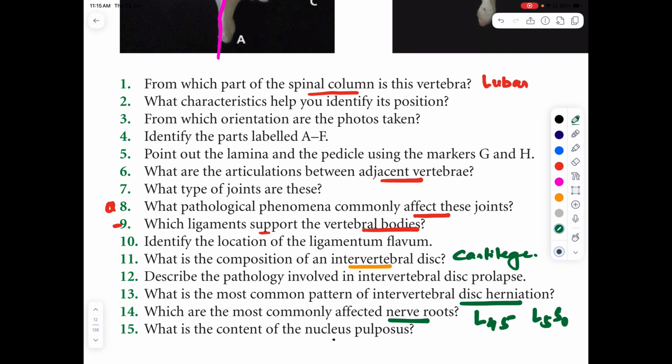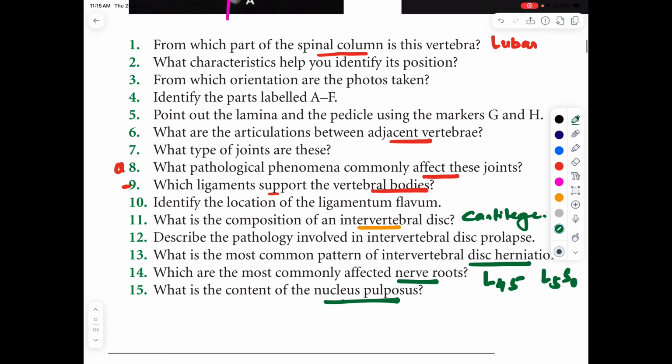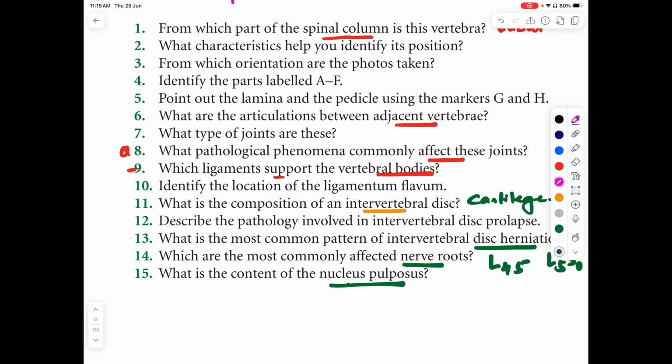What is the content of nucleus pulposus? It is a gel-like content and collagenous. So it has got collagen, type 2 collagen, mucoprotein and is gel-like.